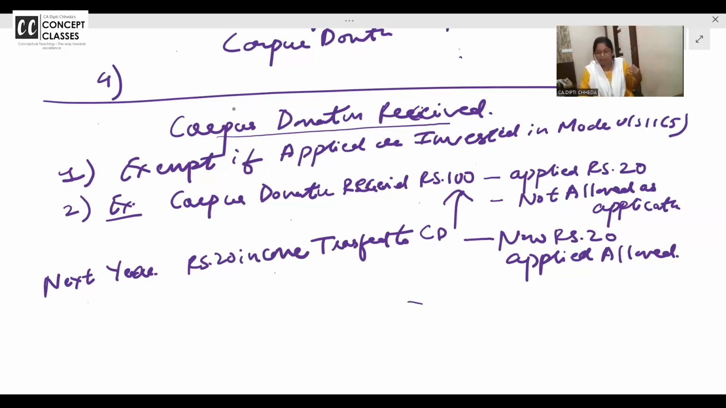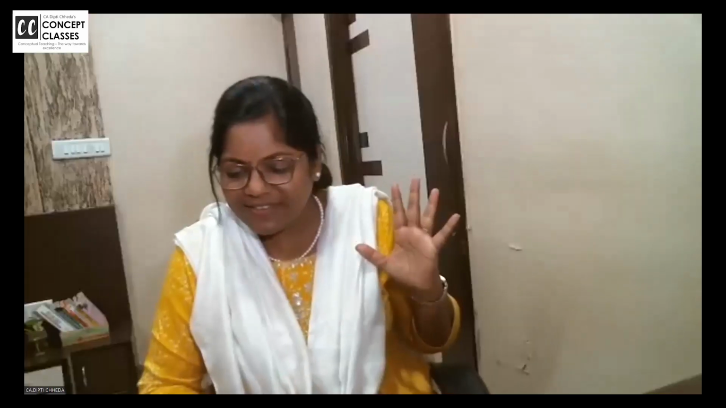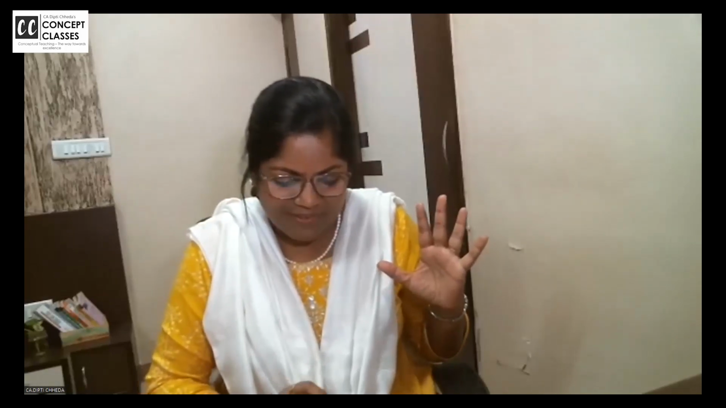You have received corpus donations and you have to apply it in 11.5 safe mode, 80 rupees, no exemption. 20 rupees you applied actually for the object of the trust, not allowed. But next year you receive 20 rupees normal income, and then you have transferred it to corpus fund. Now will 20 rupees be allowed as expense? Answer is yes. Thoda sa tricky hai, but is it clear or not?